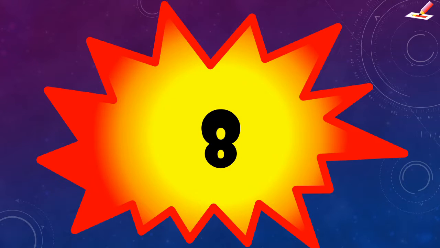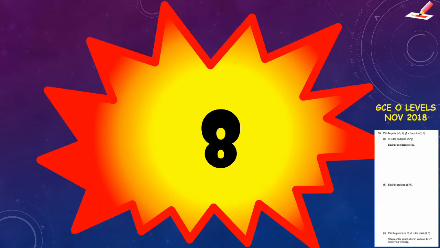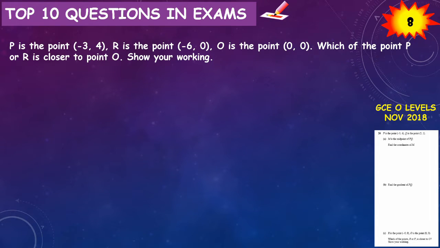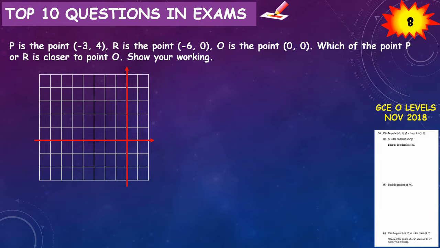Number 8. It is important to read the questions thoroughly and picture the workings in your mind before attempting the questions on paper. This will help us avoid unnecessary workings and save us precious time. P is the point (-3, 4), R is the point (-6, 0), and O, the origin, is the point (0, 0). Which of the point P or R is closer to point O? Show your working. We roughly sketch the points so that we can visualize the position of the points.